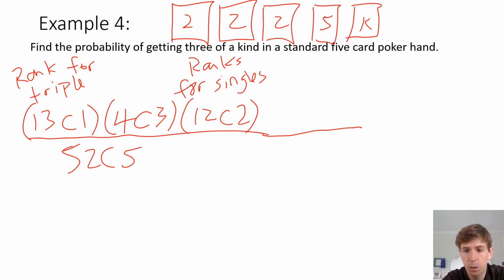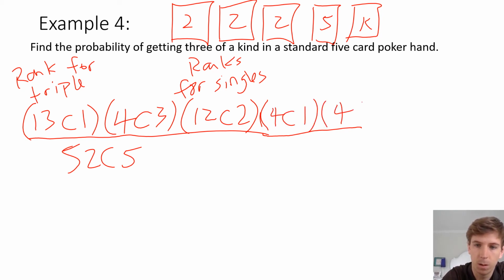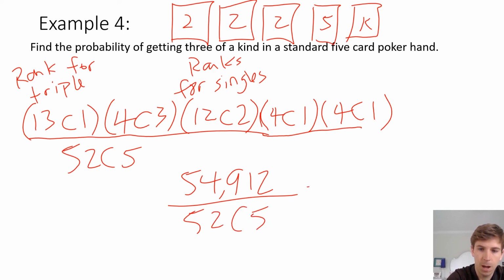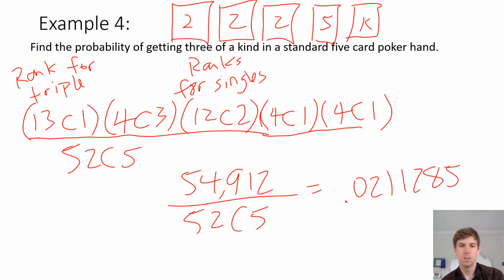And then for each of those 2 cards, all right, there's 4 options. I want to choose 1 for both. So this is choosing the first single, 4 choose 1. And the second one, also 4 choose 1. So the total of my numerator is 54,912 divided by that 52 choose 5. You get 0.0211285. Obviously, I could have rounded that a little bit closer, but either way, quite a small number.